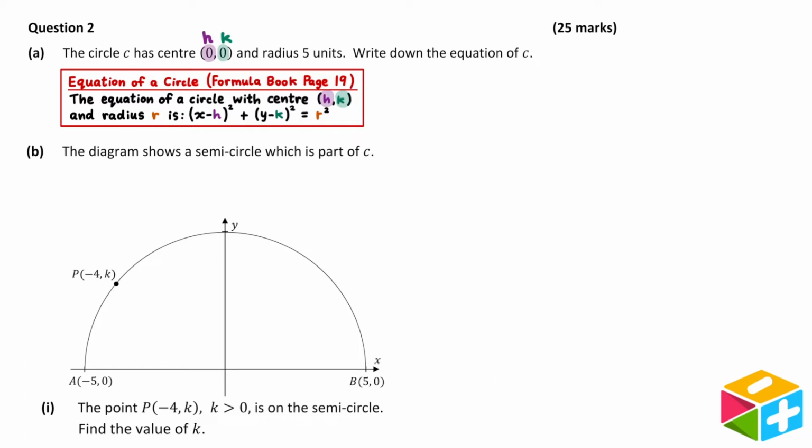Our circle has centre (0, 0), so h is equal to 0 and k is equal to 0. r refers to the radius, and in our question, the radius is 5 units, so r is equal to 5. From here, all we have to do is to sub these values into our formula.